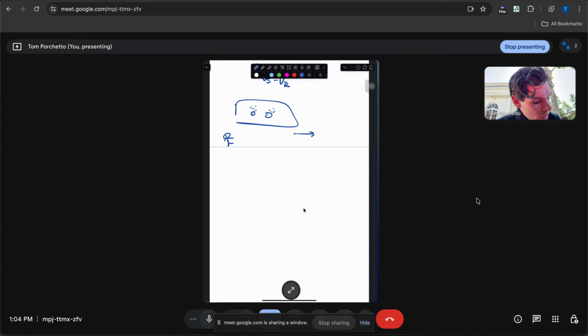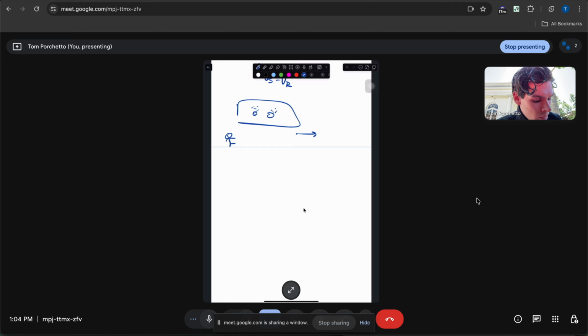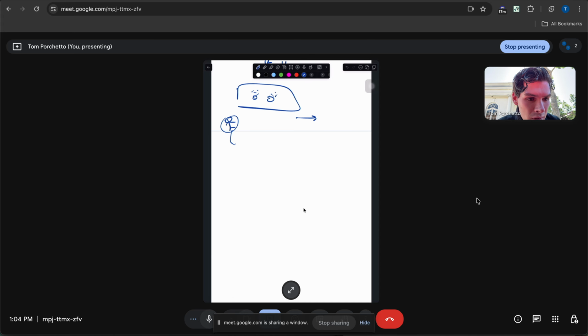So the sources and the observer outside are going to say that the speed of light is the same, let's say 186 miles per second. So this means that the speed of light is independent of the motion of the source.